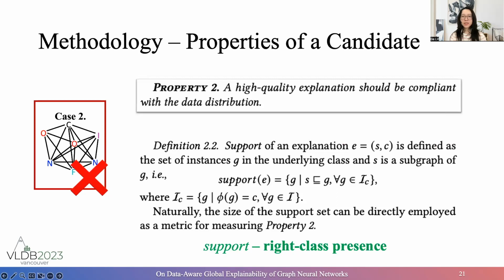For the second property, we believe a high-quality explanation should be compliant with the data distribution, and we define the support of a candidate to be the set of instances from the target class that contain the candidate's subgraph. In other words, support represents right-class presence of the candidates. Naturally, the size of the support sets can be directly employed as the metric for measuring property 2.